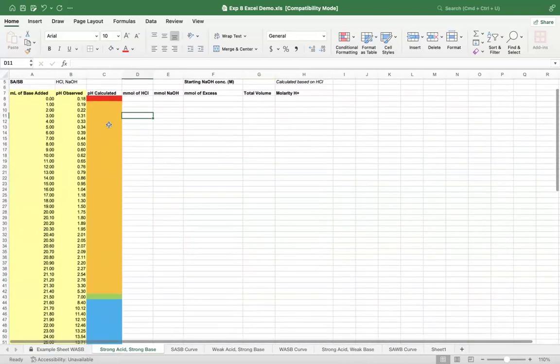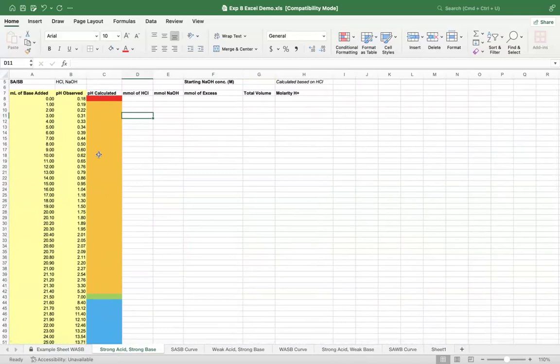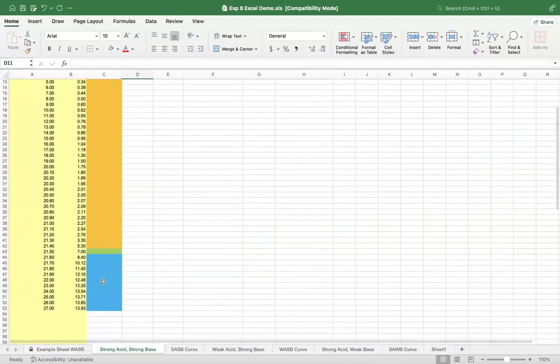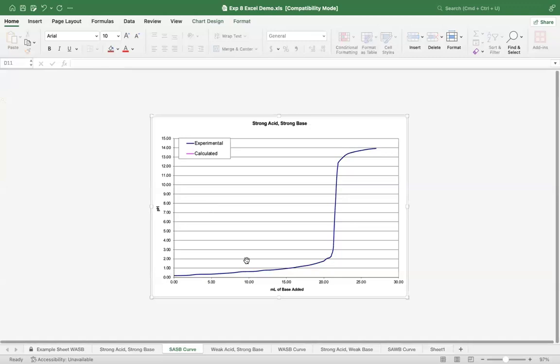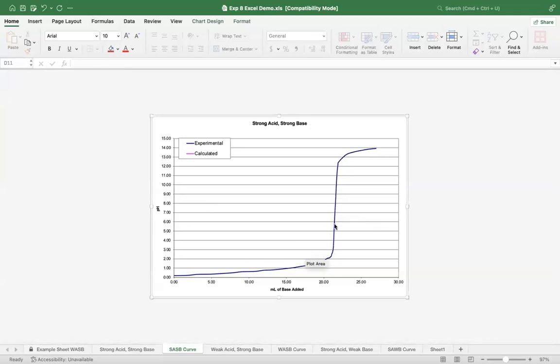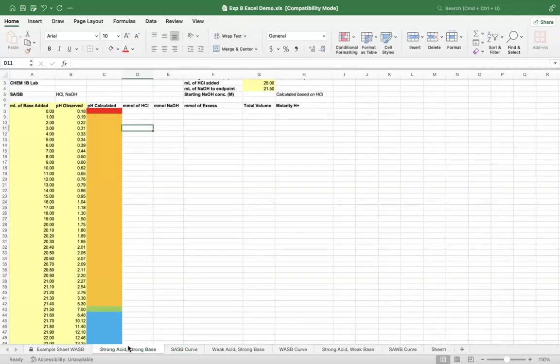I've also highlighted some background colors for my calculated pH column. Each of these different colors represents a different equation type that we're going to have to use. And if you click on the strong acid, strong base curve, once you've entered your data, you'll see that it generates a line. This line represents the data that we gathered in class. On top of this graph, we're going to put another calculated line that gets filled in automatically when we fill in the calculated pH at all these different points in the titration.